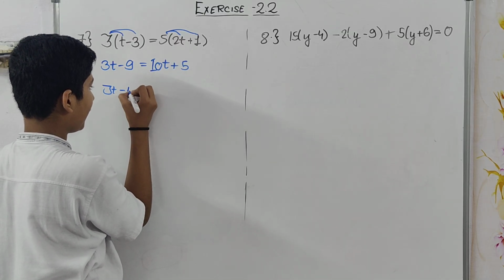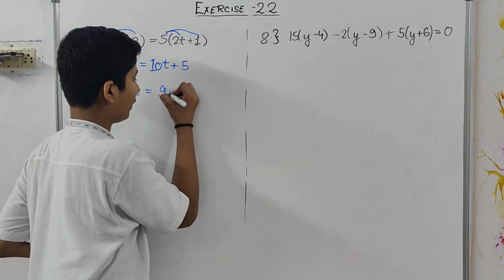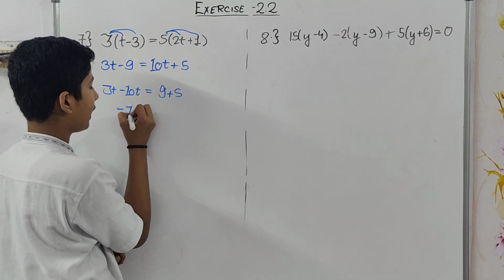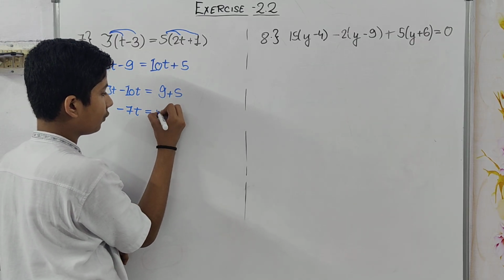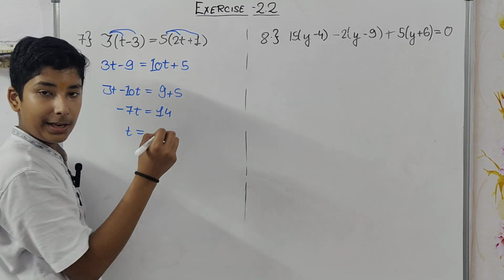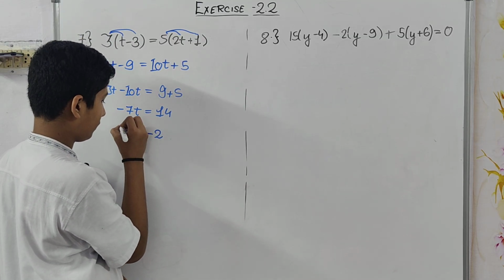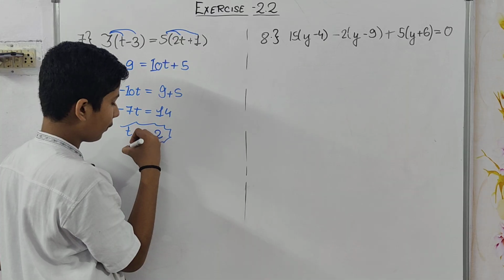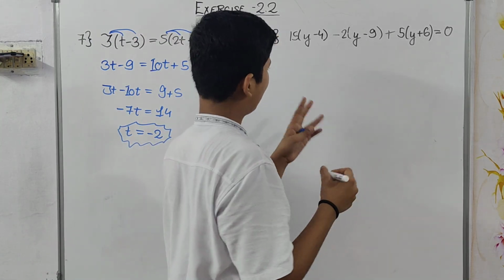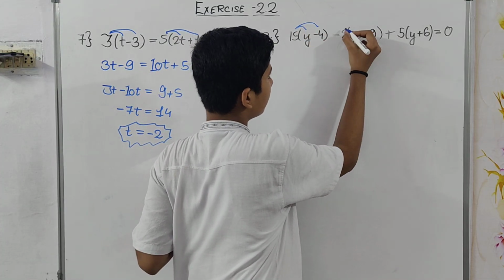3t minus 10t equals 9 plus 5. So minus 7t equals 14. t will be 14 upon 7, which is 2, meaning minus 2. This was a very small question. Now this one is a longer question. Not very long, but still longer. Okay, so we just do the same thing.